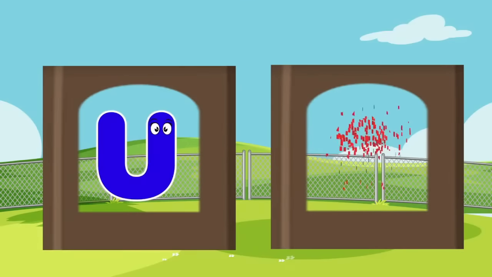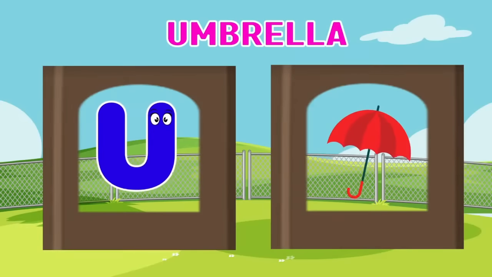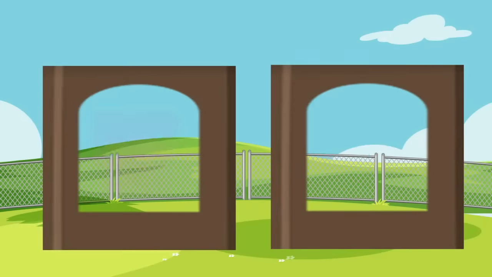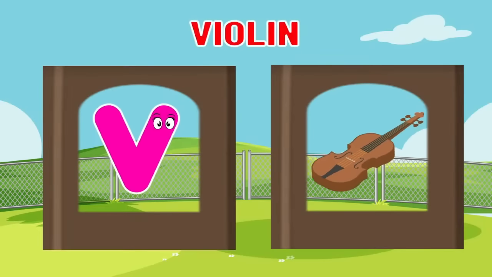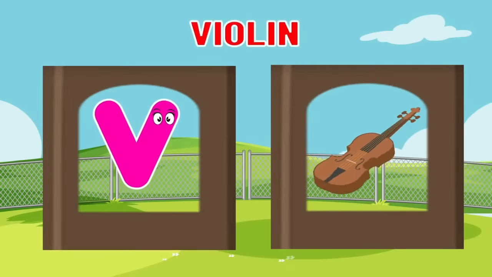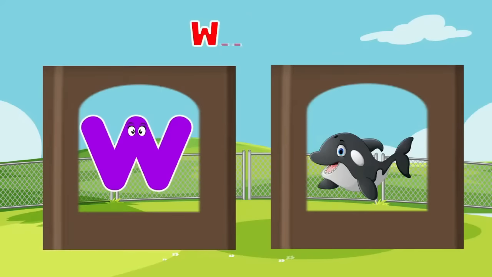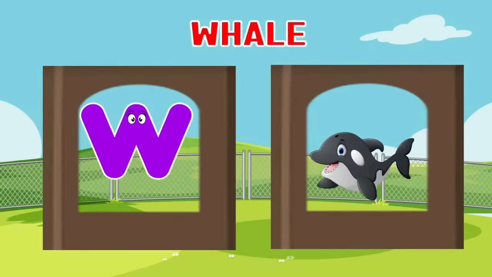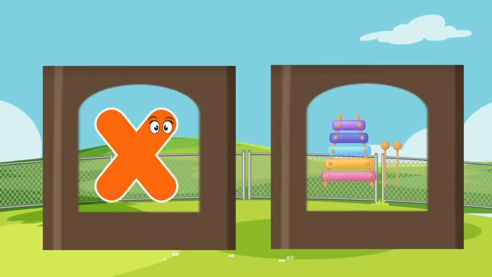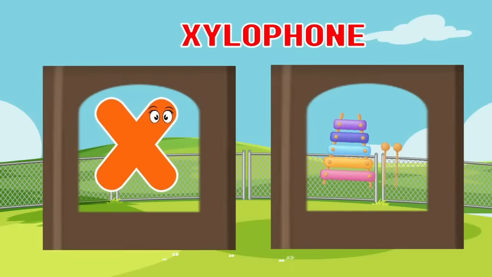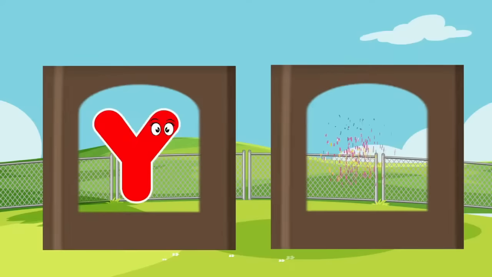U is for umbrella. V is for violin. W is for whale. X is for xylophone.